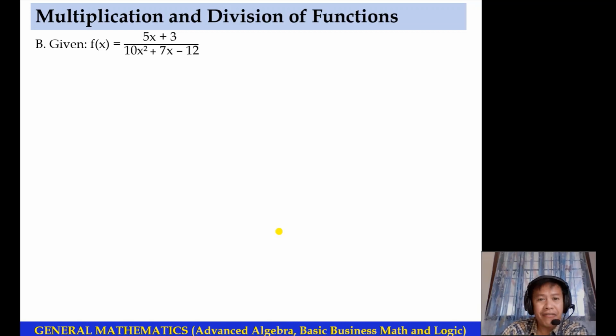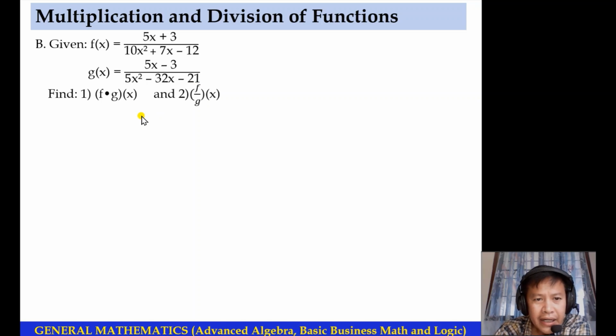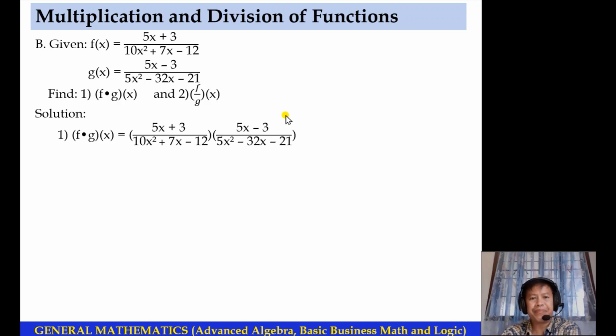Okay, this is very difficult. Okay, given that f of x is equal to 5x plus 3 all over 10x squared plus 7x minus 12, and g of x is equal to 5x minus 3 all over 5x squared minus 32x minus 21, find the first thing that you're going to find is the product of f and g of x, and the second one is the quotient of f and g of x, of course, and this is our solution for number one.